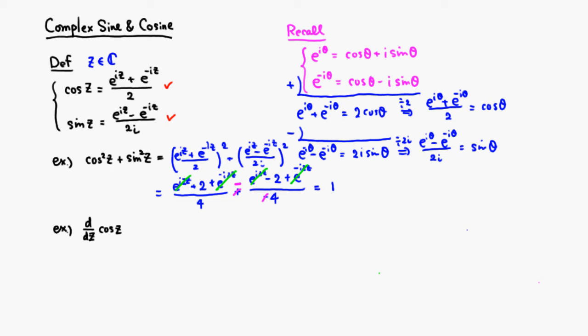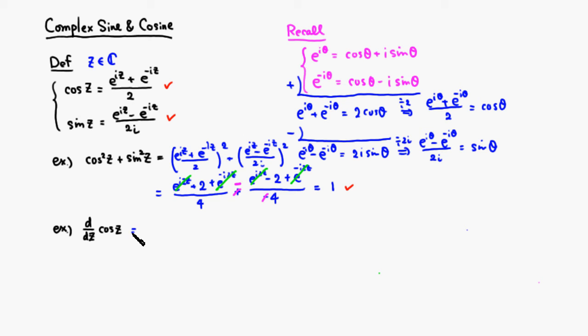So it carries the property that it should carry. Cosine squared of z plus sine squared of z is still equal to 1, just like real numbers. Alright, so how about the derivative?